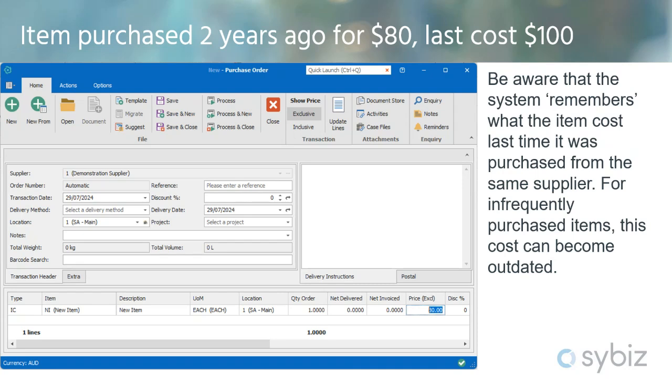And so similarly, this is one that was purchased a couple of years ago, and so what the system does is the system remembers what the item cost last time it was purchased from that supplier. So this can be a bit of a risk, a control risk, if you don't purchase the item all that frequently. So even though the last cost is higher than the previous purchase from that supplier, the previous purchase is deemed to be more accurate than the last cost from that supplier, and therefore that is what is used in this particular scenario.